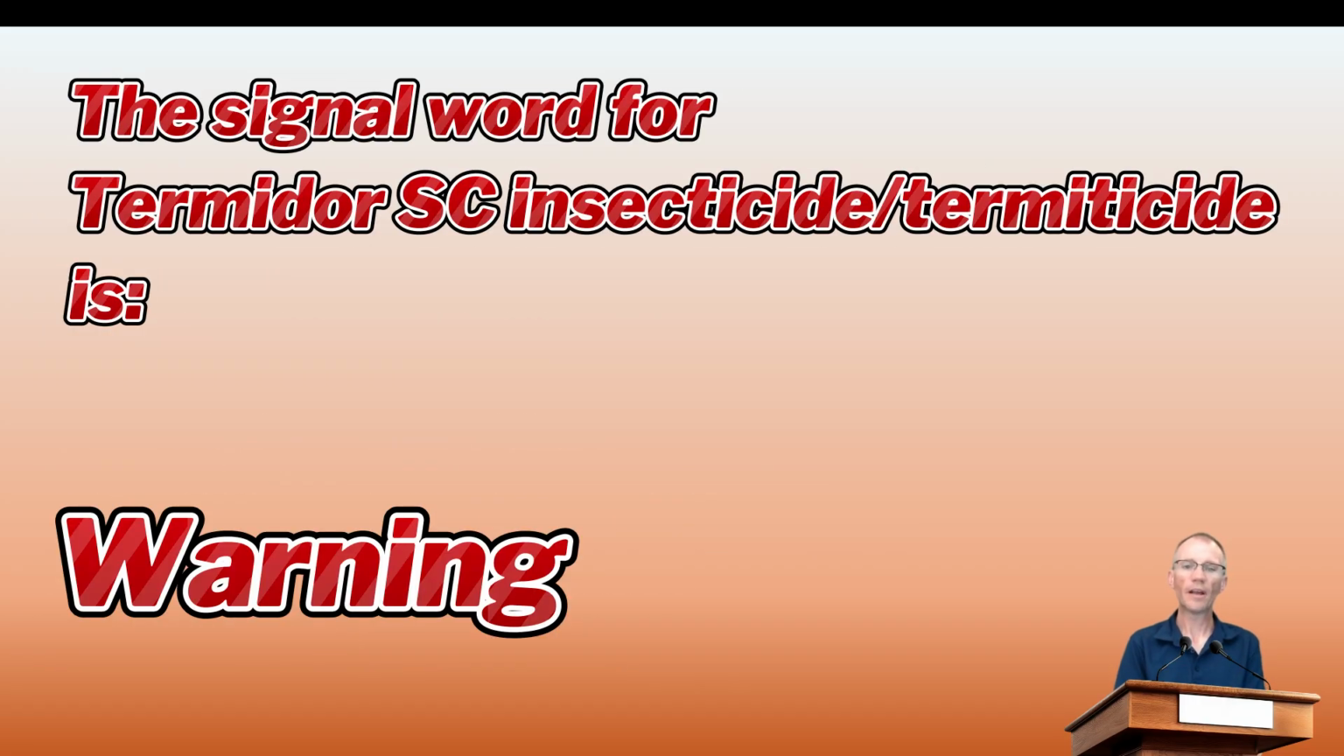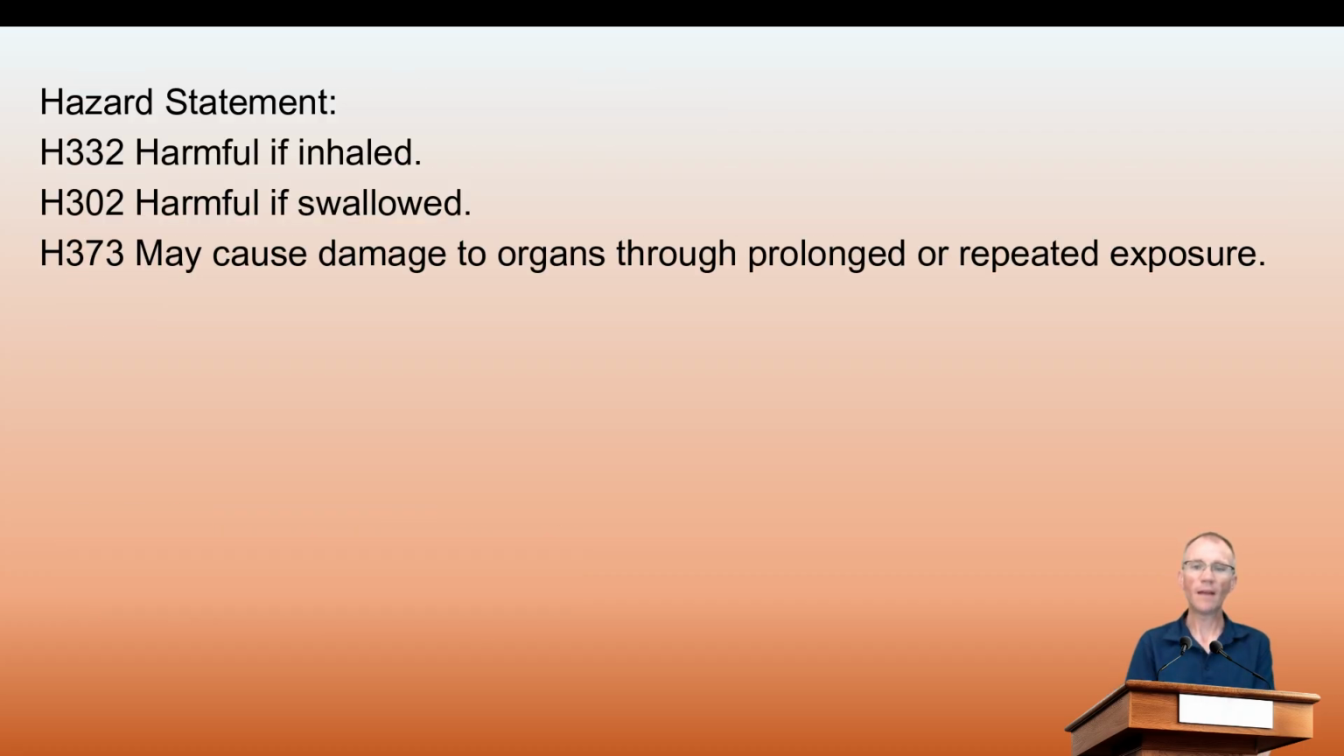As with all products, we need to know the signal word. The signal word for Termidor SC insecticide termiticide is warning. This information will always be on the safety data sheet as well as the label. On the next section of the safety data sheet, we're going to have the hazard statement.